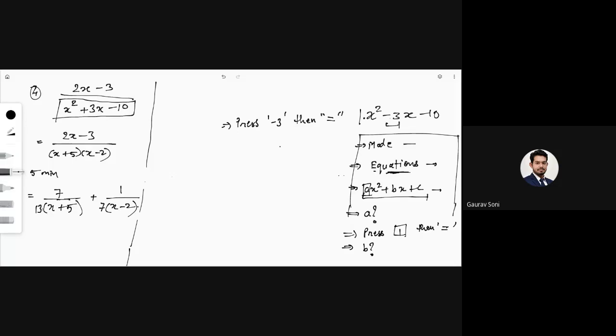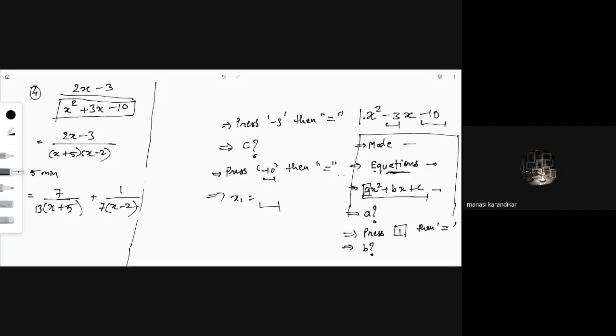When you press equal to, the next question your calci will ask is c. So what is the value of c here? The value of c is -10. So press -10 and then again equal to. Once you press equal to, it will give you x1 equal to something, the first value. Whoever is with me, what do you see on the screen?